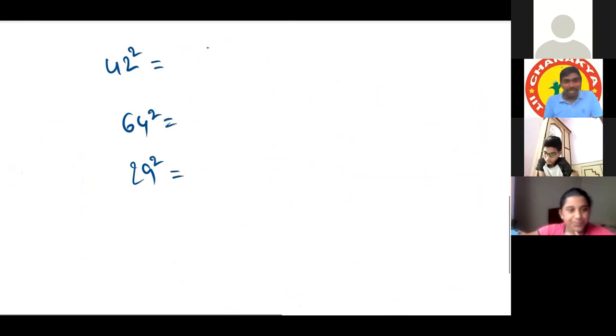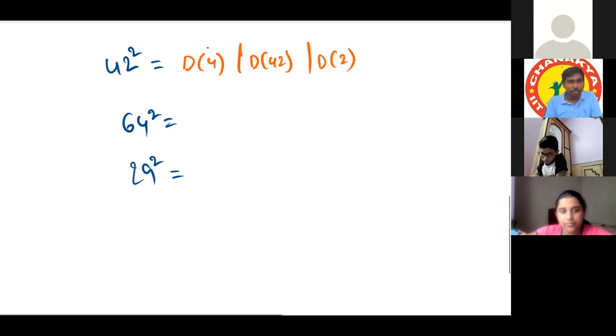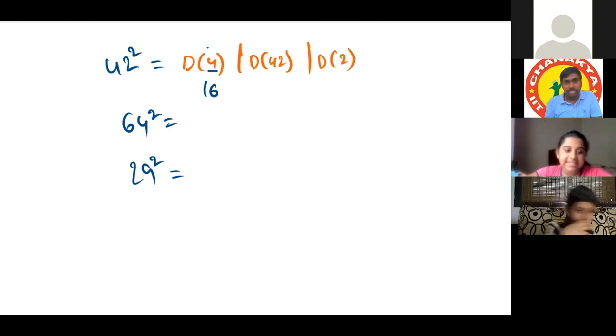All of you listen to me carefully, and those who joined late also listen. First we have to write the duplex of 4, then the duplex of 42, then the duplex of 2. If it is a single digit, simply the square is the duplex. The duplex of 4 is 16. If it is a double digit, it is double the product: 2 times 4 into 2. 4 into 2 is 8, and 8 doubled is 16. We have to balance it: 1 here, 6 here.